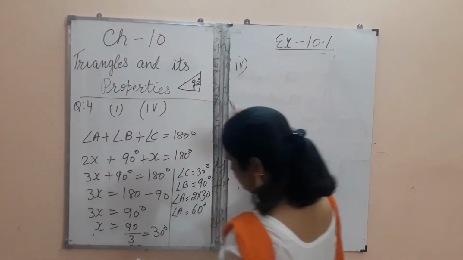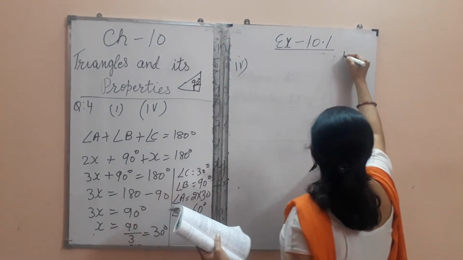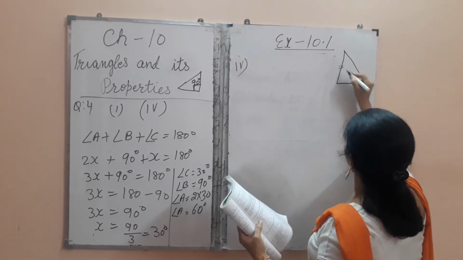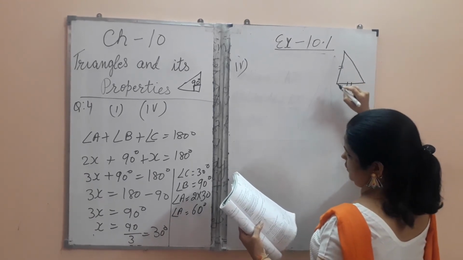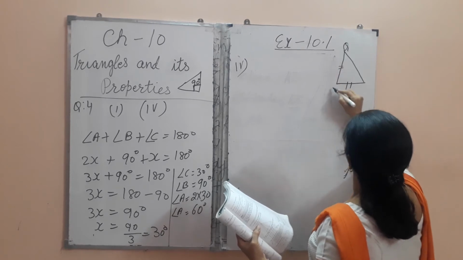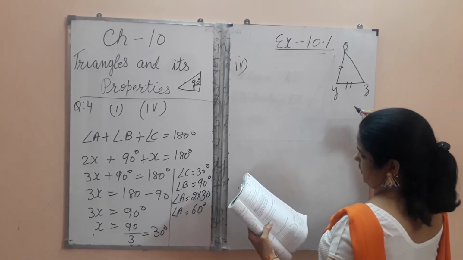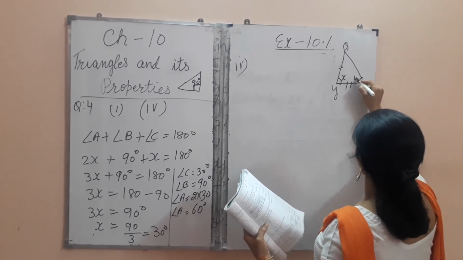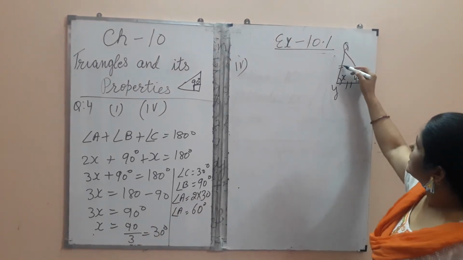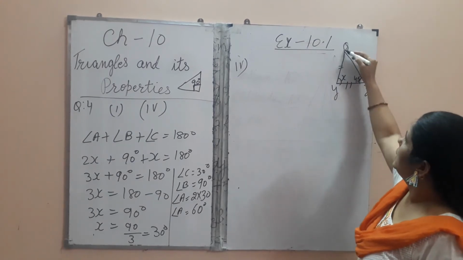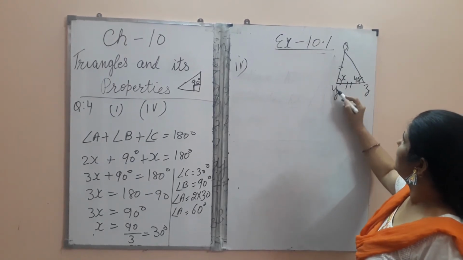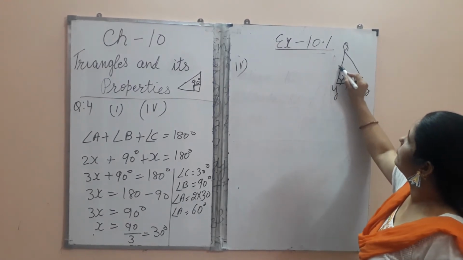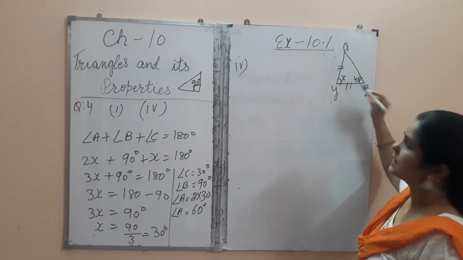Fourth part we will do. In this triangle, let's draw the diagram first. Q, Y, and Z. This is x, and this is 45. Now see, these two sides are equal, QY and YZ. This is the symbol of equality. It means this side and this side are equal.